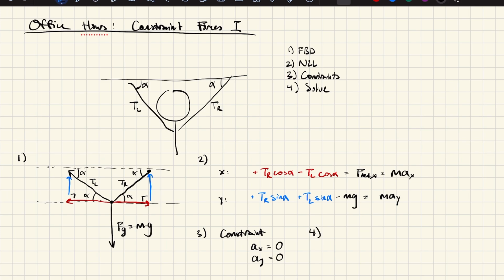Okay, and so if we substitute these into our equations, then we find that our first equation gives us TR cosine alpha minus TL cosine alpha equals 0. And our second equation tells us TR sine alpha plus TL sine alpha minus mg equals 0. And so what we've got is a system of two equations, and our two unknown variables are just the tension in the right arm and the left arm. And we should be able to solve this.